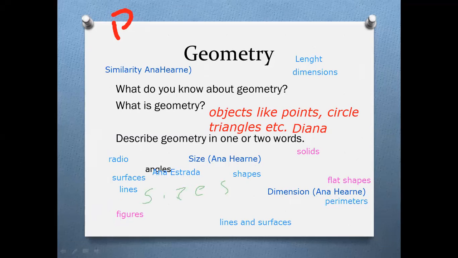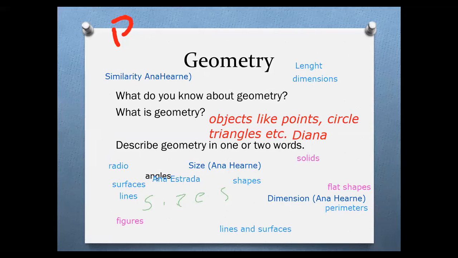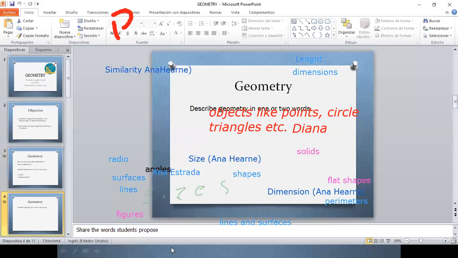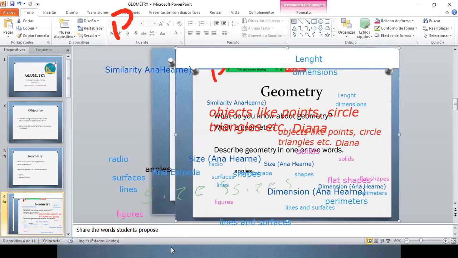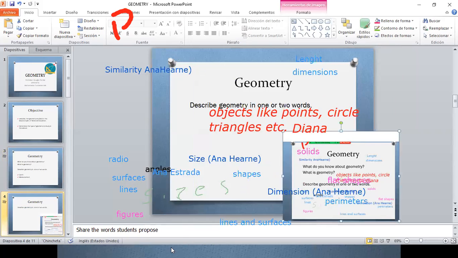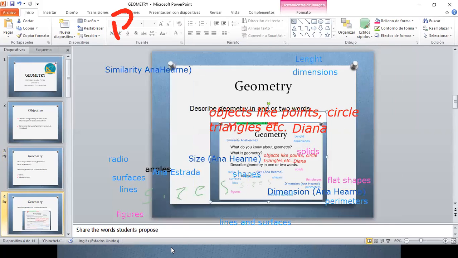I related with this idea of the geometry. But geometry goes pretty far away, and it's not just this. Okay? I'm going to share with you what you wrote over there. The next slide. And we're going to keep and save this idea.